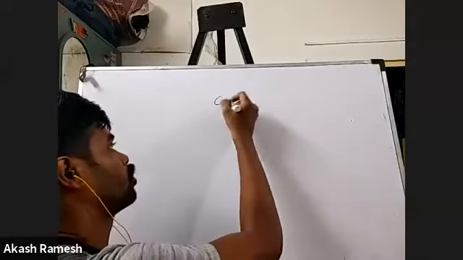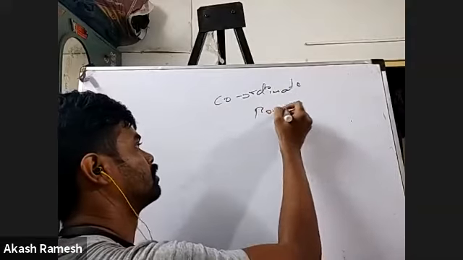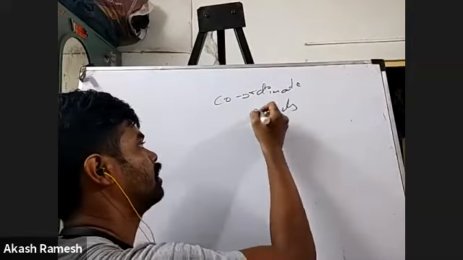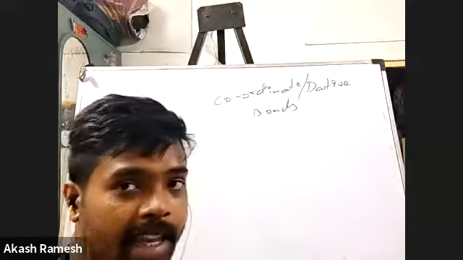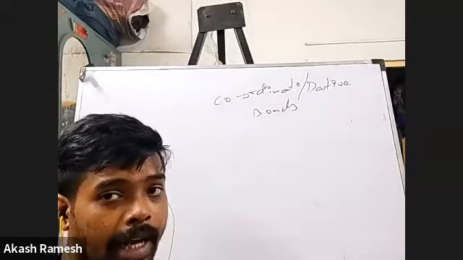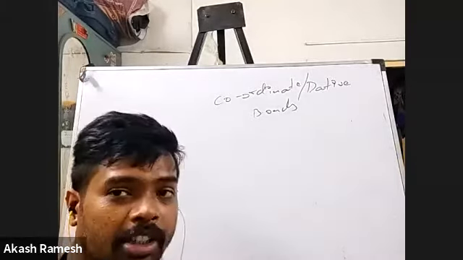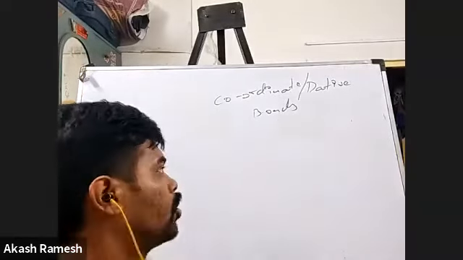Okay, so coordinate bonds, right? Now, coordinate bonds are also called dative bonds, D-A-T-I-V-E. Okay, now what special happens here? Instead of explaining, let me take an example.